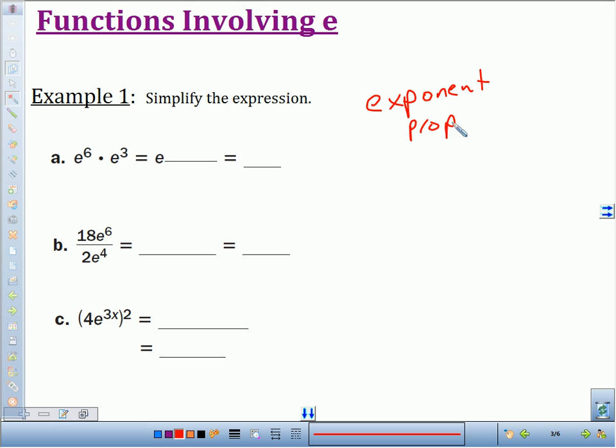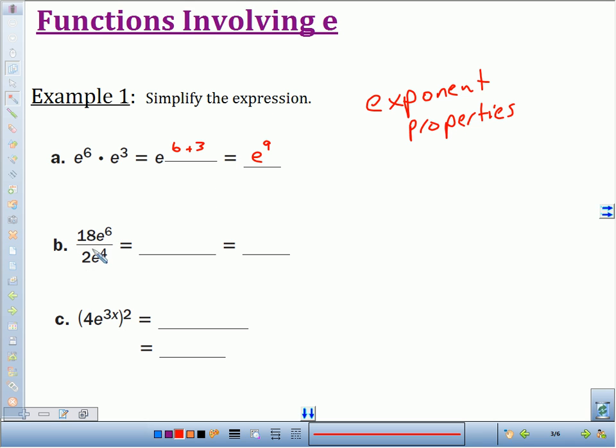Right? For instance, if I multiply two terms, we know that I add the exponents. So if I have e to the 6th times e to the 3rd, that is e to the 6 plus 3, which is e to the 9th. Simple. That's that exponent rule that we've dealt with pretty extensively. We can keep going with all of our exponent rules if we want to.